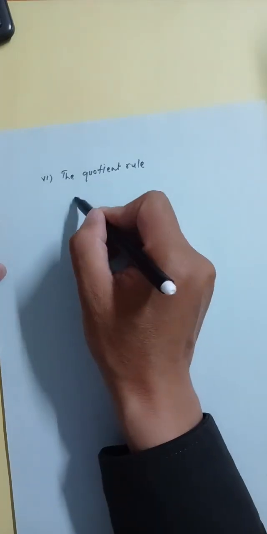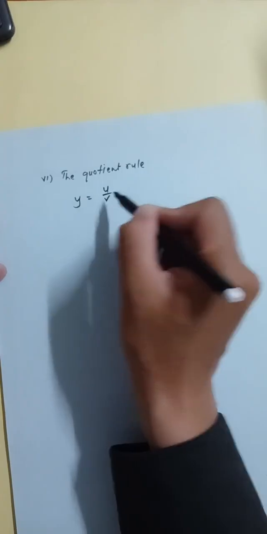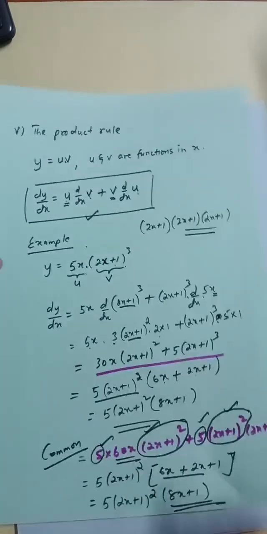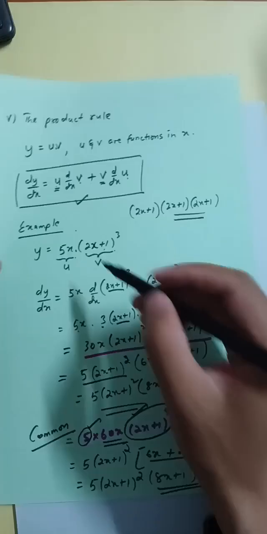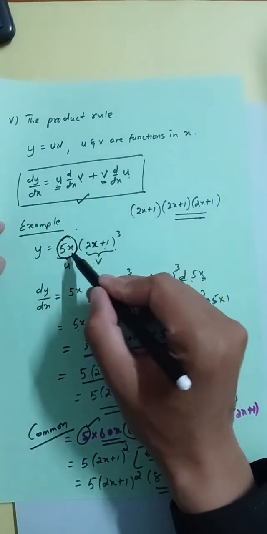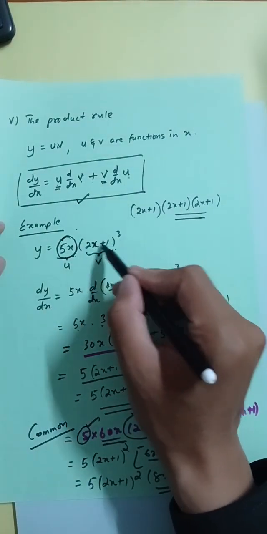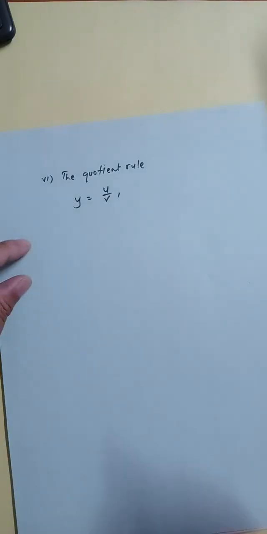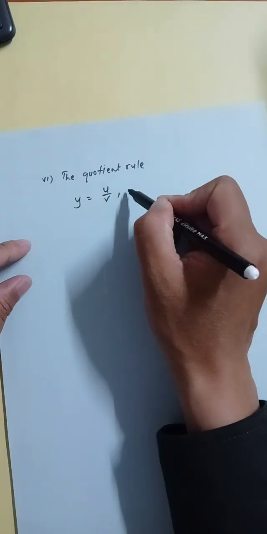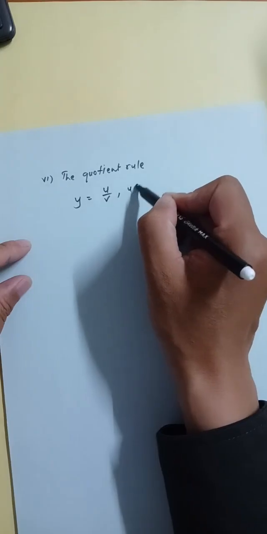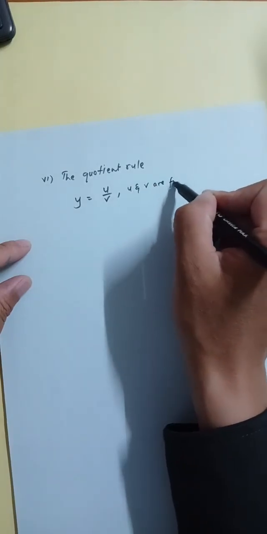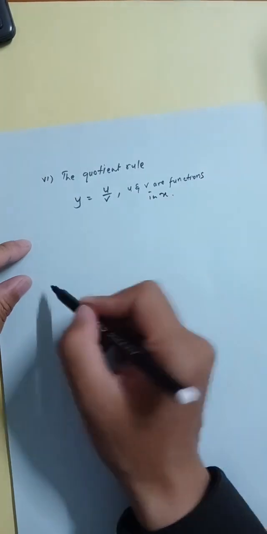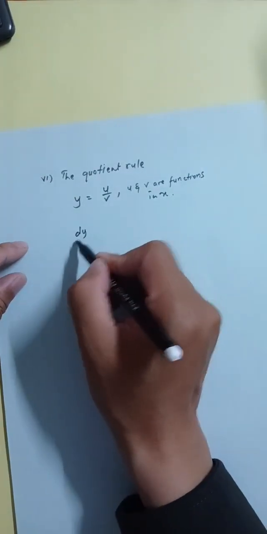If I have y equal to u over v, again you have to know that u and v are functions in x. When I say u and v are functions in x, for example x or 2x plus 1, these are functions in x. So where u and v are functions in x, what will be your dy over dx?